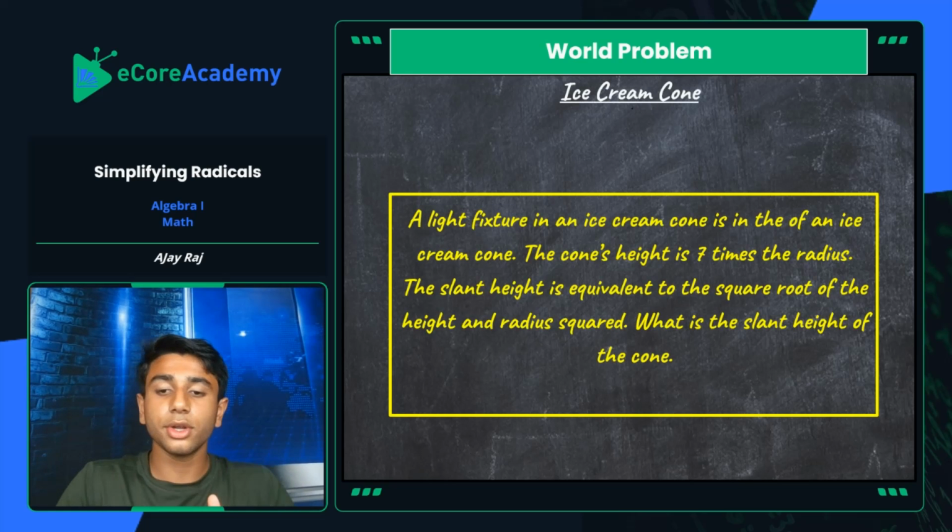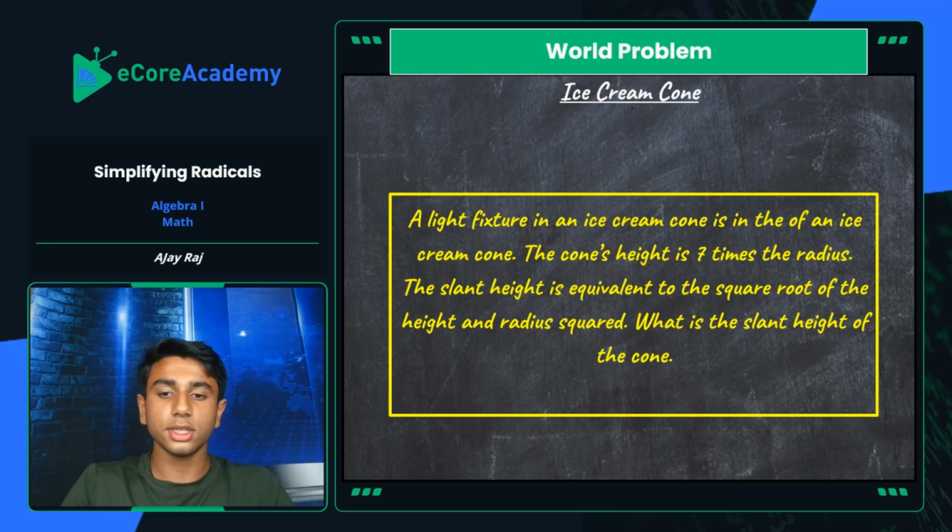A light fixture is in the shape, essentially, of an ice cream cone. The cone's height is 7 times the radius. The slant height, essentially the side of that cone, if you think about a cone, the side of the cone, is equivalent to the square root of the height and the radius squared. So what is the slant height of the cone?